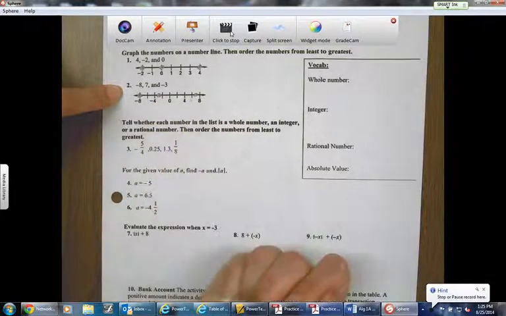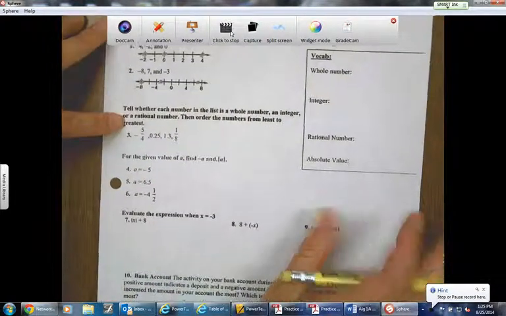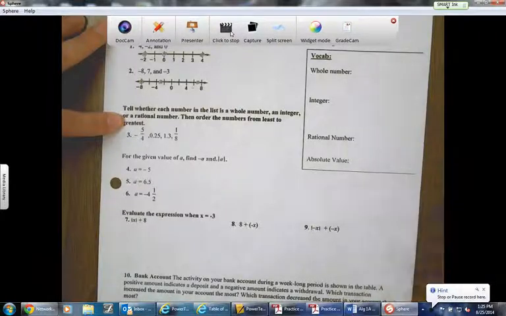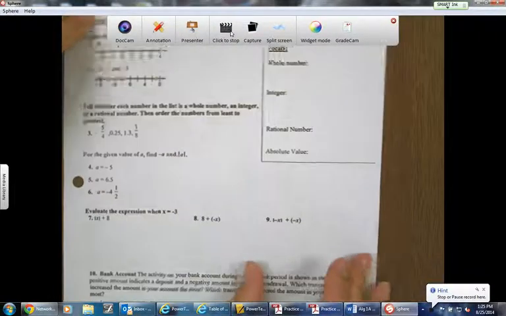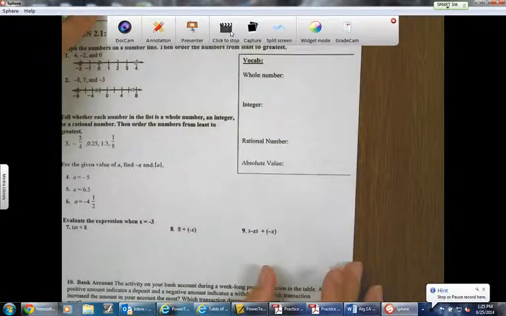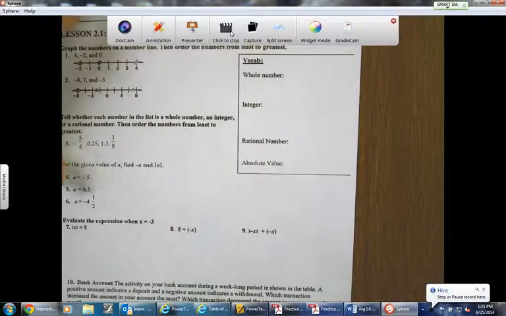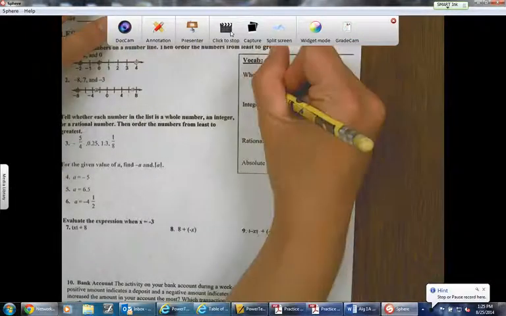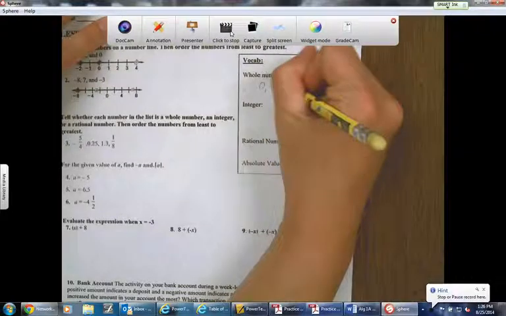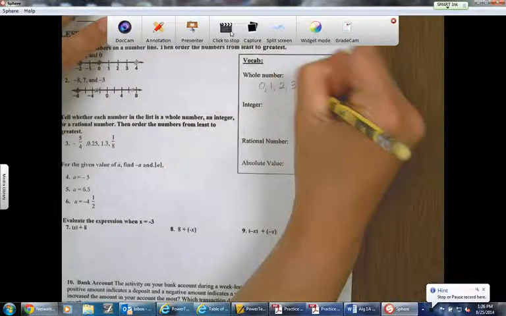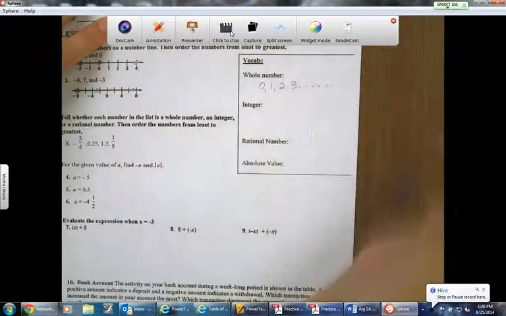All right, before we go any further, let's talk about a few vocabulary words out here to the side and see if you guys remember some of these. Hopefully you remember whole numbers. Whole numbers are anything that are positive and whole. So we've got things like 0, 1, 2, 3, and so on forever. There's the kindergarten numbers that you would have learned.